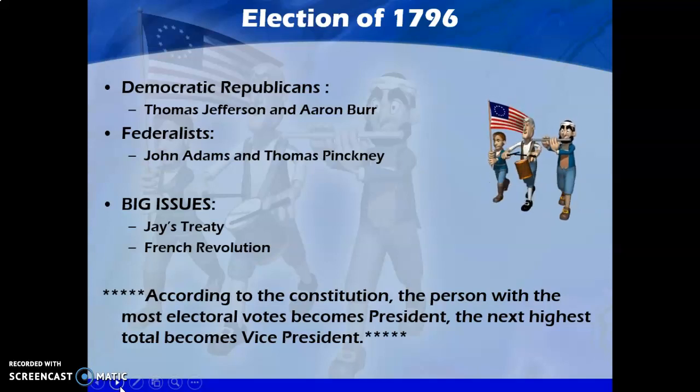Jay's Treaty. You know, the Federalists support it, and they say we had to have this to keep us out of war with Britain. Of course, the Democratic Republicans say no, we did not, and it didn't deal with impressment and what it was supposed to deal with. The French Revolution, of course, Thomas Jefferson thinks that, and Aaron Burr thinks, basically we should be supporting the French citizens fighting for their independence.